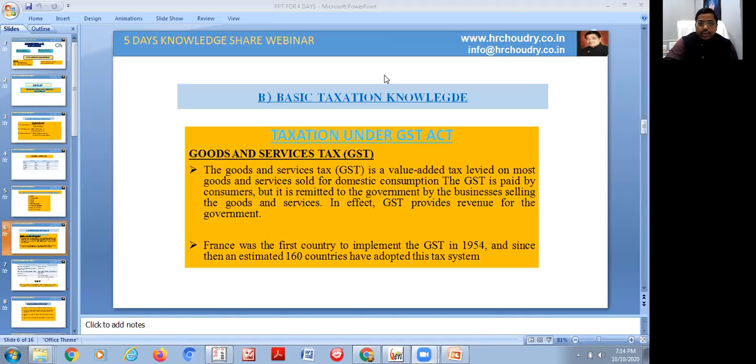Out of the 28 countries, which first implemented the GST? Yes, France is the first country which implemented the GST. After that, more than 160 countries implemented the GST.